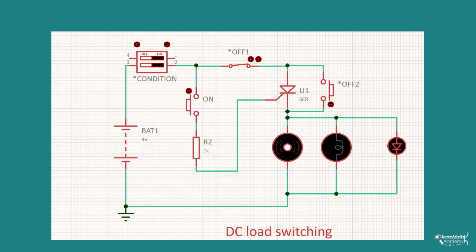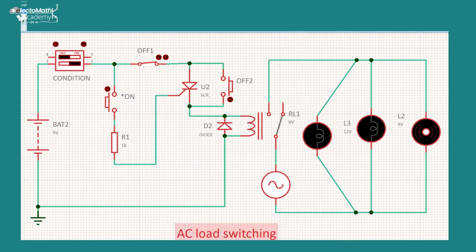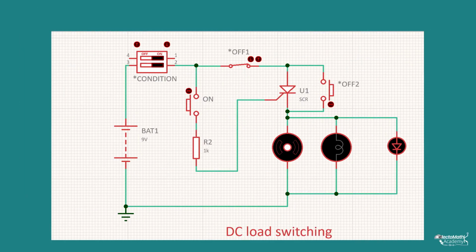As you can see here, this circuit is DC load control switching. There are 2 controlling smart switching systems. The first one is DC load control switching and the second is AC load control switching. So this one is DC load control switching. This is an SCR with a load.